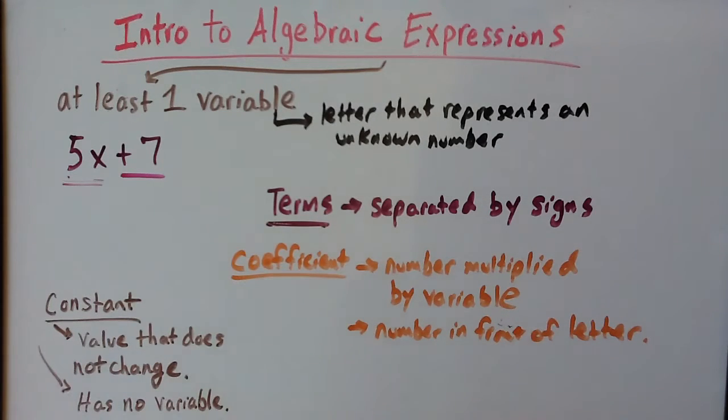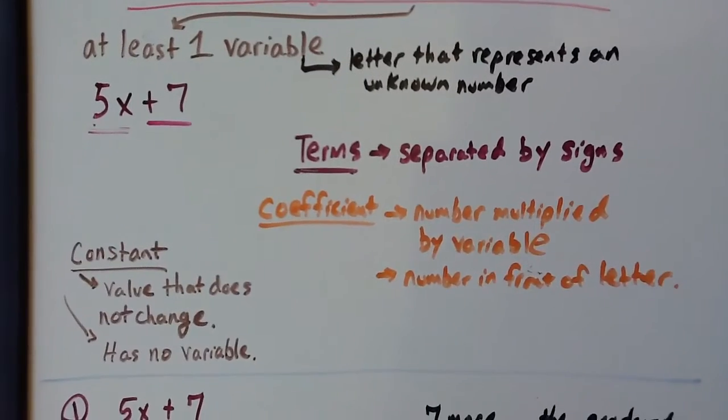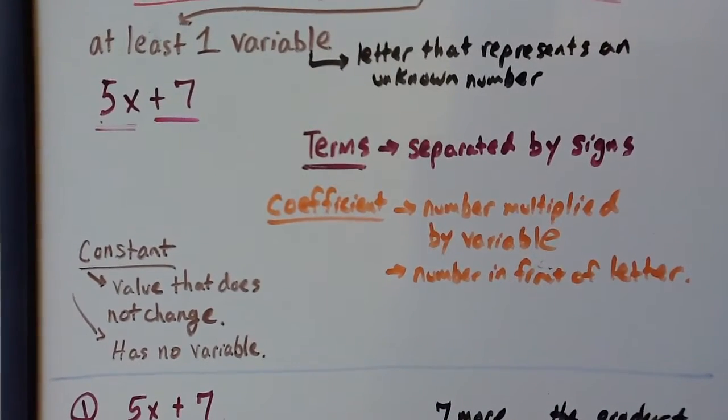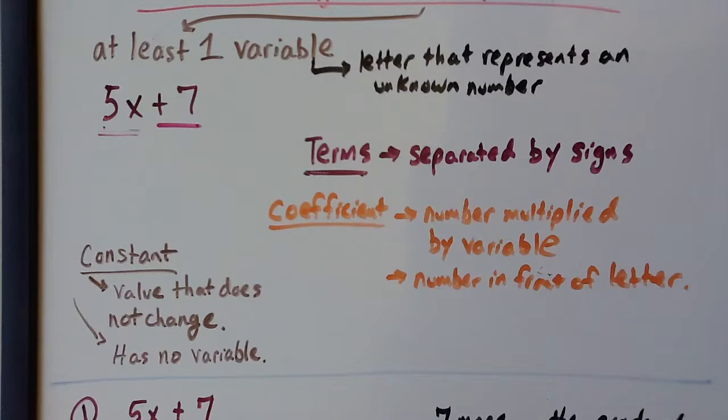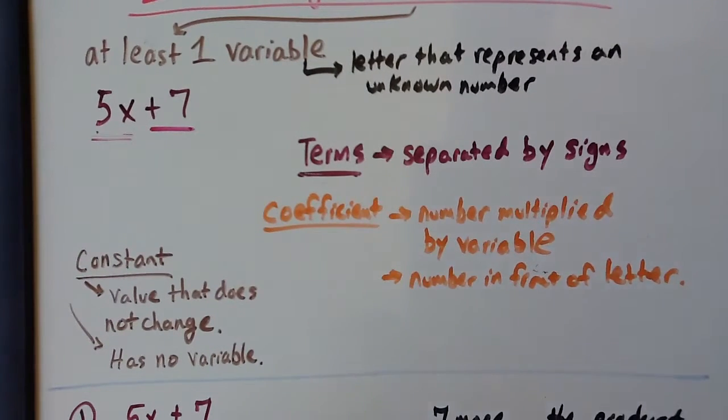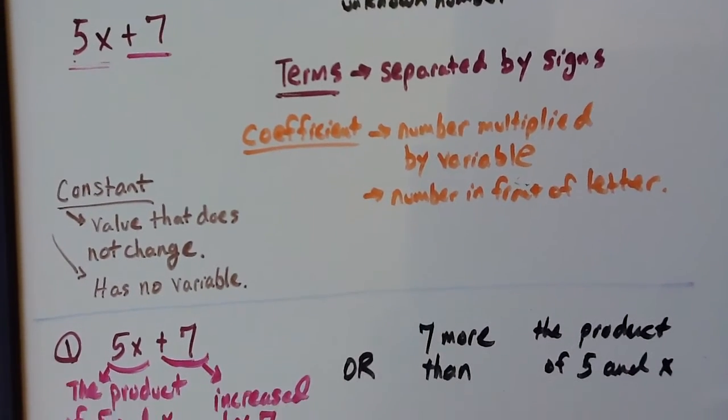The constant is the value that does not change. The constant has no variable. So in this expression, 7 is the constant. It has no variable. Okay, so down here in number 1, we have 5x plus 7.